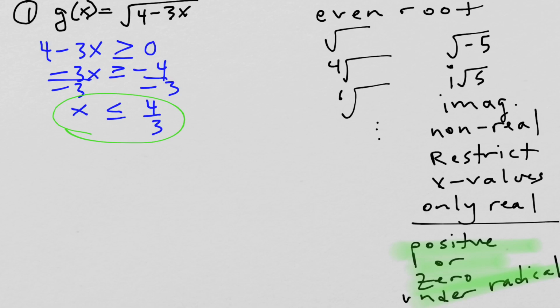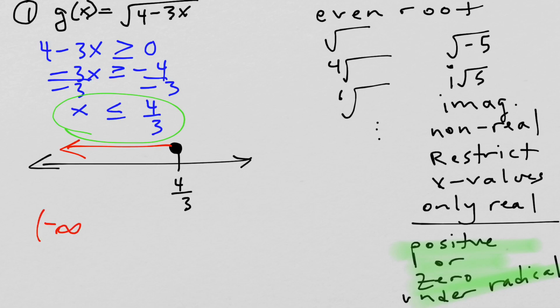So on a number line, at 4/3, we can be equal to 4/3, or we can be less than 4/3. In interval notation, we would write the domain as negative infinity to 4/3, including 4/3. So this would be our domain in this problem. Let's try another one.